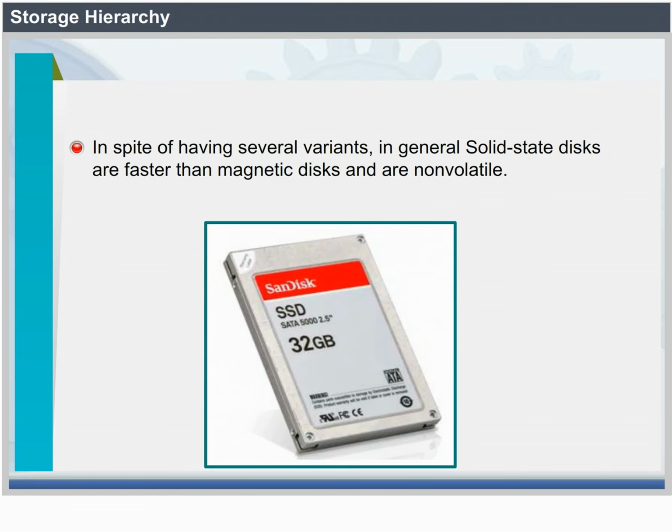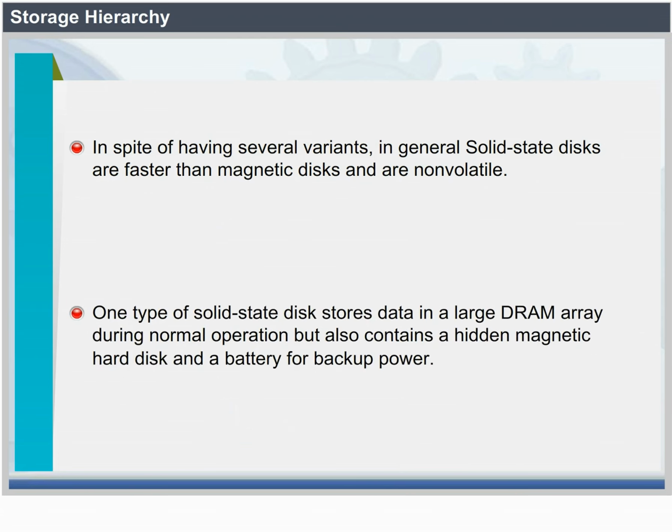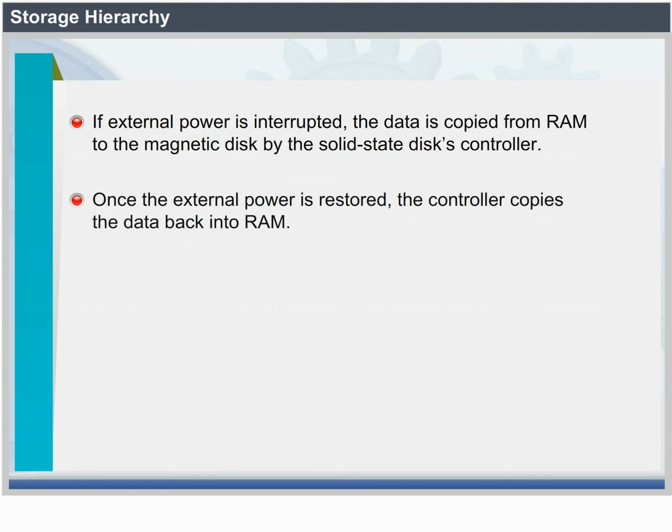One type of solid-state disk stores data in a large DRAM array during normal operation, but also contains a hidden magnetic hard disk and a battery for backup power. If external power is interrupted, the solid-state disk's controller copies the data from RAM to the magnetic disk. When external power is restored, the controller copies the data back into RAM.